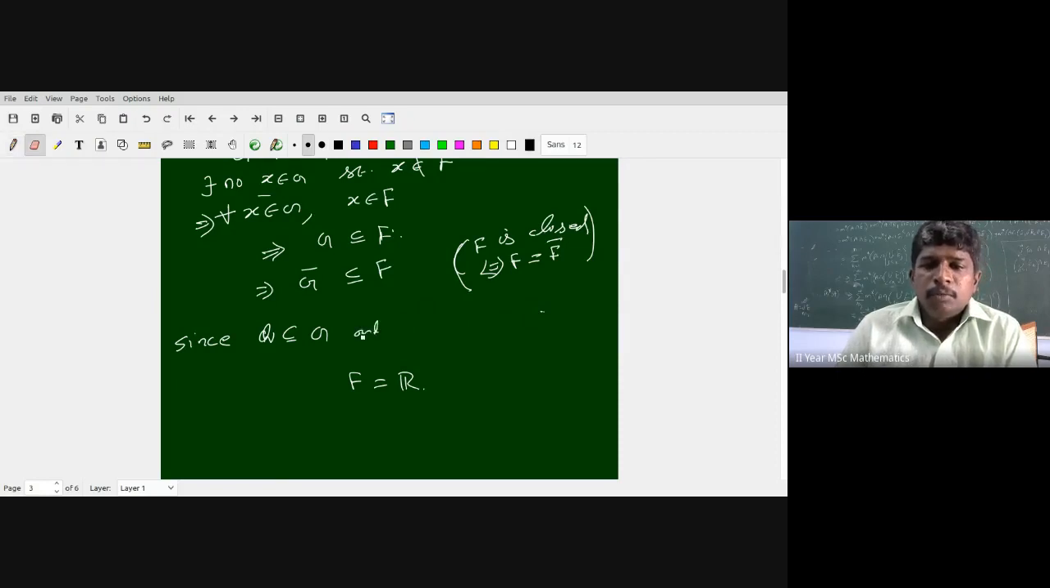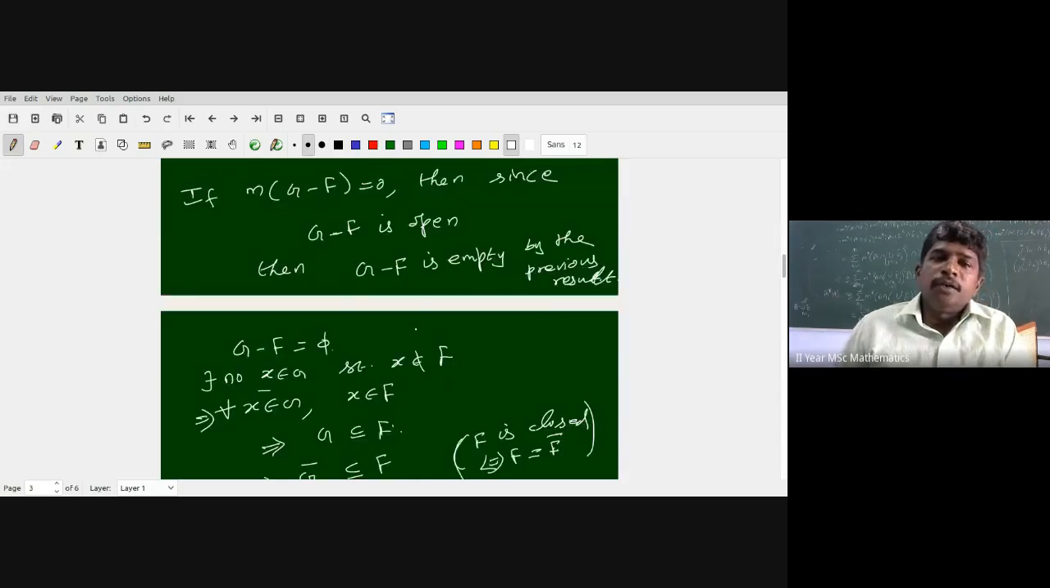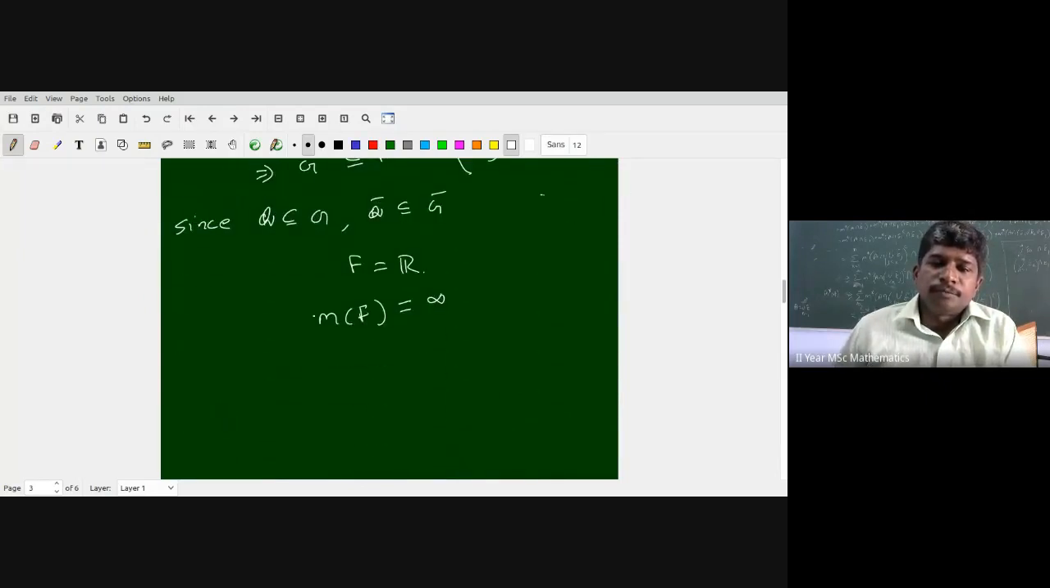Q bar is contained in G bar, in place of F. So what about the measure of F? It is equal to infinity. Okay, the measure of F minus G is 0 when the measure of F is infinity.